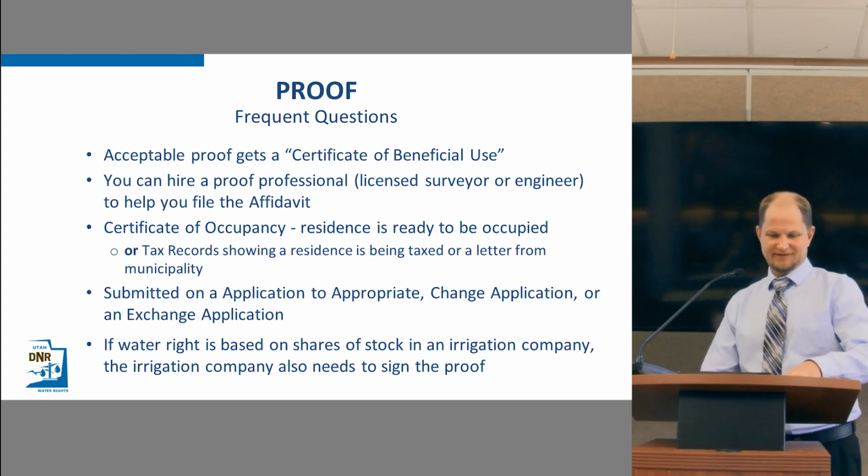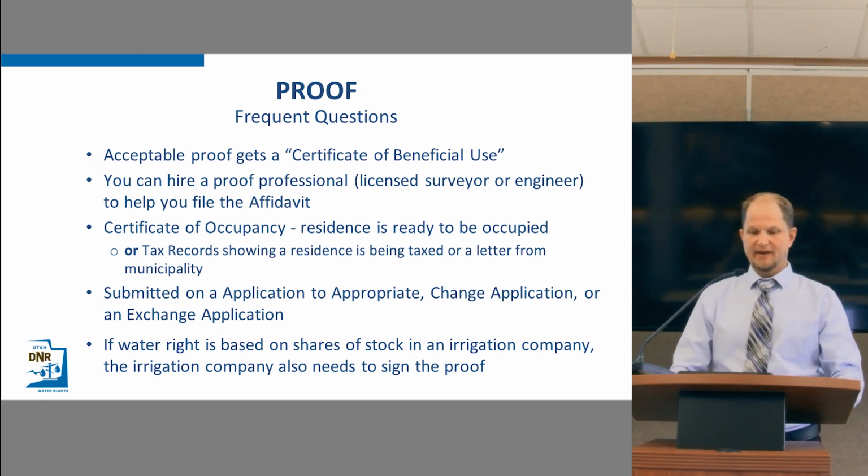Once you have completed the affidavit, you will need to print the form and map. The form must be signed and notarized by everyone who is listed as an owner on the right. In most cases, if your water right is based on shares of stock in an irrigation company or is a contract with a conservancy district or a pipeline company, they will be named as a co-owner on the right and will need to sign the proof or affidavit. Remember, all signatures must be notarized.